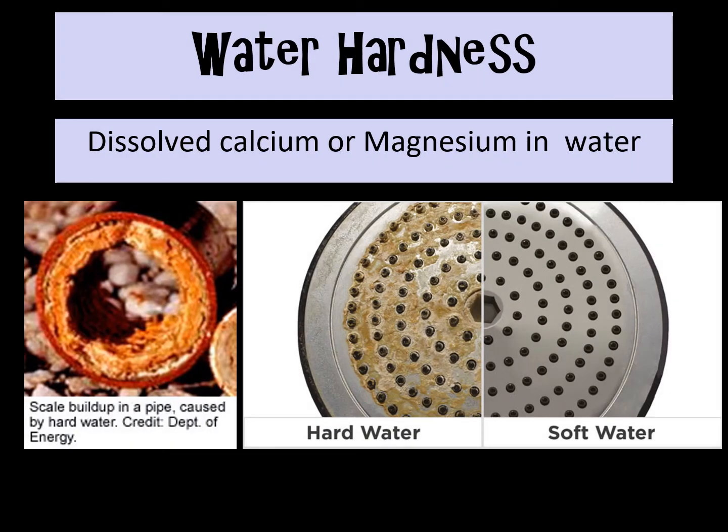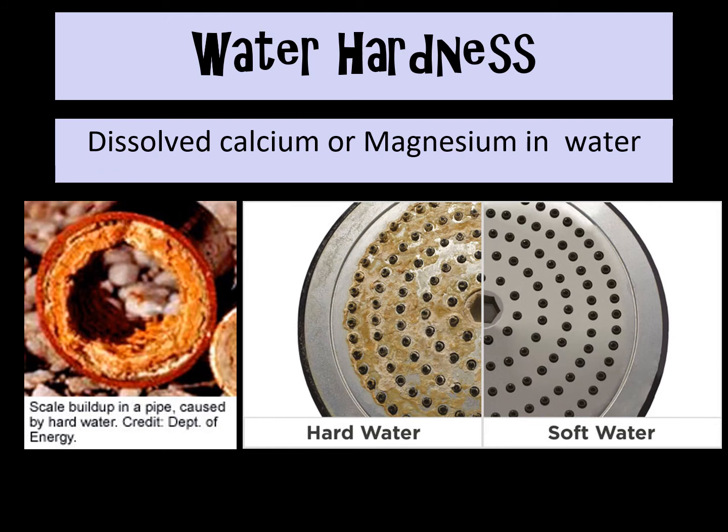You may have also heard of water hardness, and water hardness, or if your water is hard, it means that there is dissolved calcium or magnesium in your water. So when you pour water out of a tap faucet and it tends to be a little cloudy, like white and cloudy, but then all that stuff settles, you most likely have hard water.